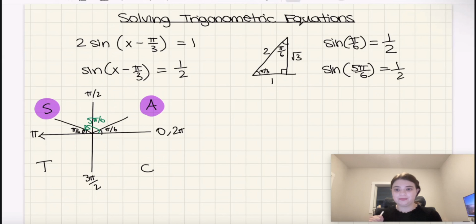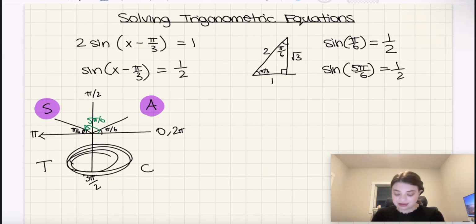And so there we go. That's going to be very useful for us. And again, we know that we don't even have to consider the bottom two quadrants here because in these ones, sine would be negative in either case. And here we're looking for where it's positive 1/2.